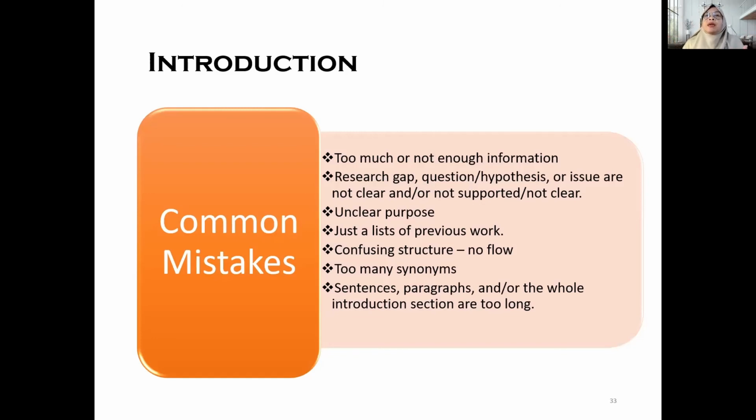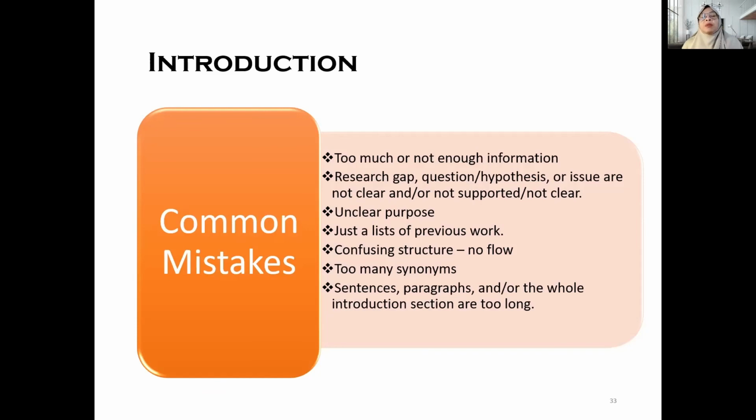Another mistake is that the work you discuss is just a list of previous work. So you are saying this guy has done this, this has been done by this one. So why are you telling this? Keep asking yourself, why do you want to discuss this? What is the purpose? Why do you need to have this work? Why do you need to cite this work? Why do you need to say this? Can you just remove this from the introduction? Why is it important to discuss this work in your article? So you must have the reason, not just a list of previous work.